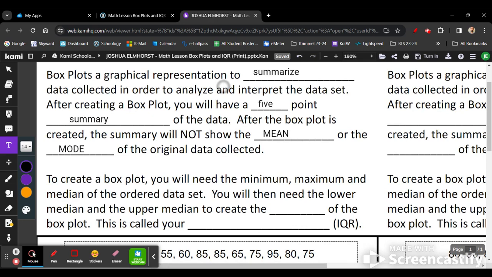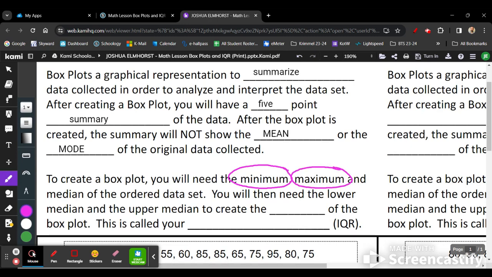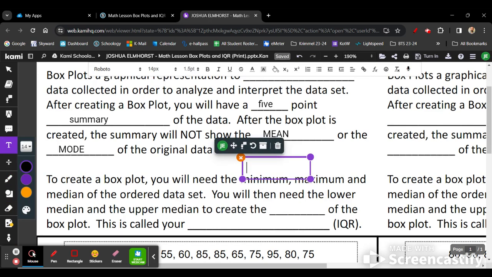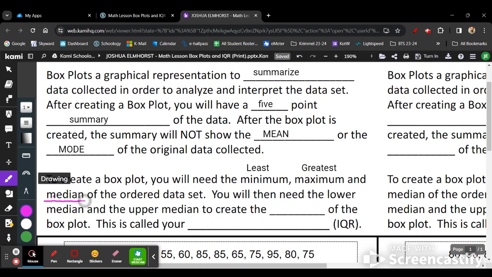So to create a box plot, we're going to need 5 points. Here's the 2 easy ones, the minimum and the maximum. And that is always going to be the lowest or the least of the data set and the greatest of the data set. And then the median. So we got the minimum, maximum, median. So it's going to connect to what we've been working out already.